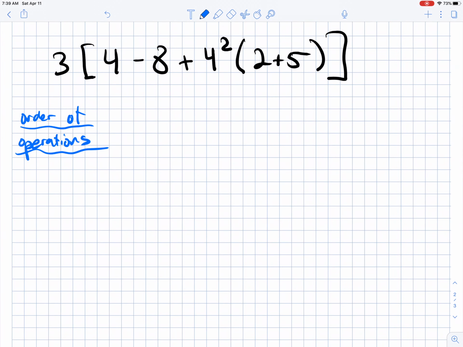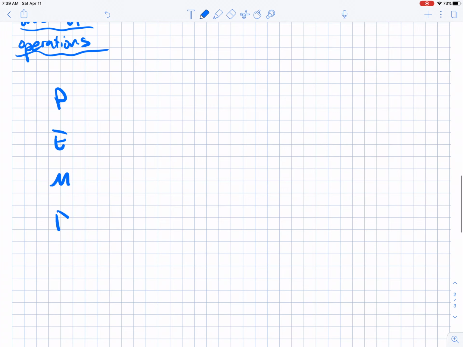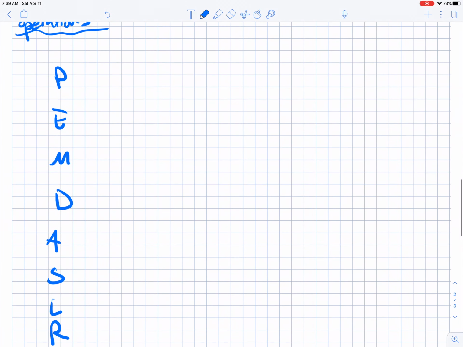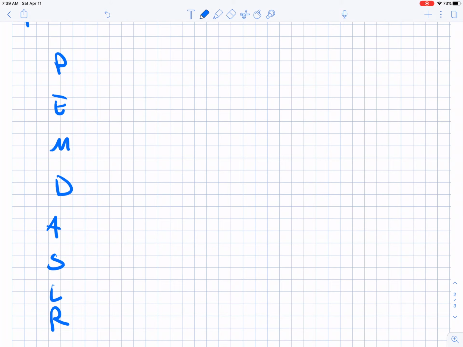We're going to use PEMDAS LR. So PEMDAS LR is please excuse my dear Aunt Sally's last request, right? This is the order of operation. The P stands for parentheses, right? The E stands for exponents, right? So that's things like squared, things of that nature.